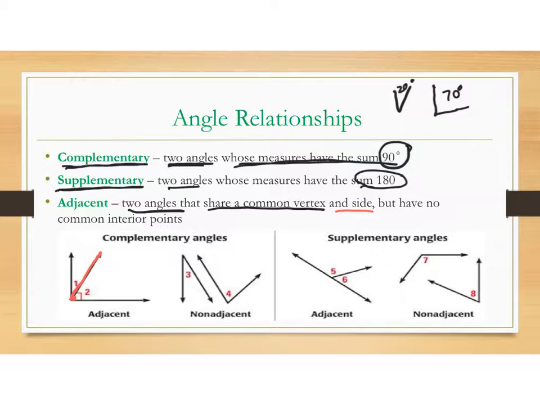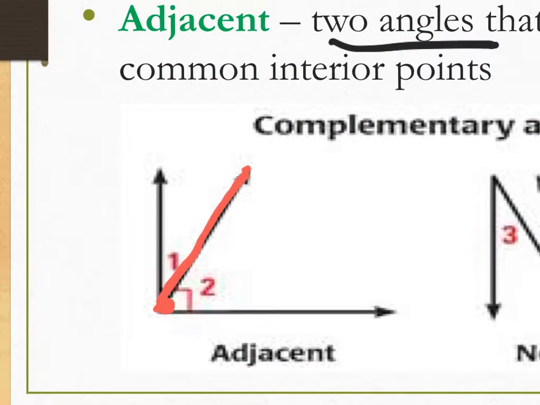So when I think about adjacent angles, I think about 2 angles that are kind of like apartments right next to each other. Like I live in this apartment, you live in this apartment, and we kind of have to respect each other and not bang on that center wall.